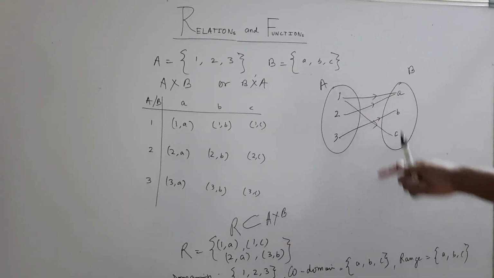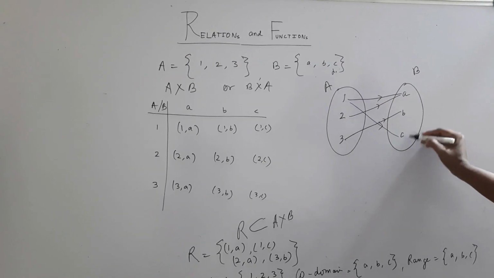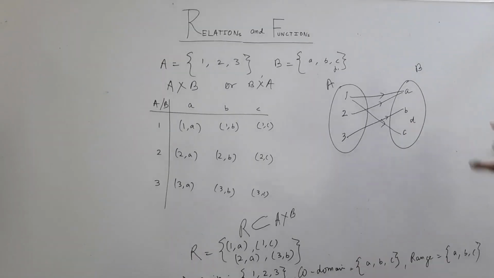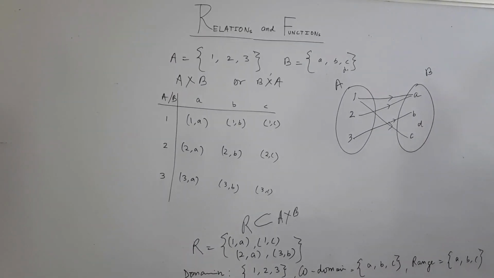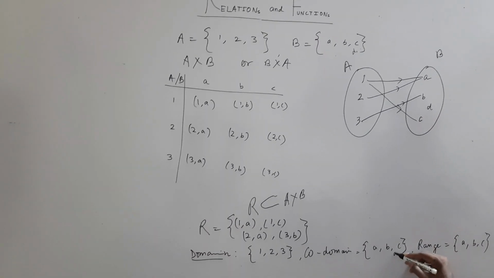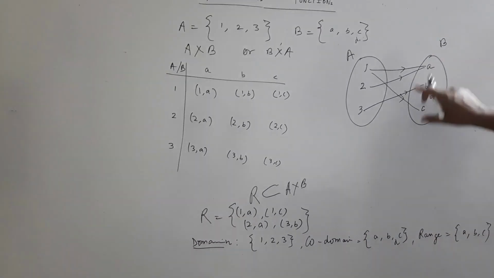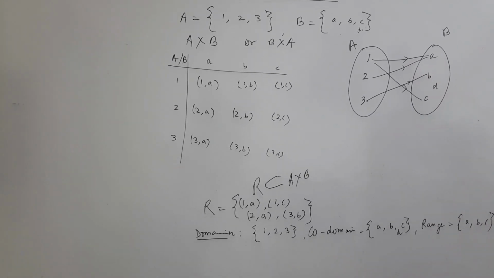Suppose there is one more element D here, but this is not connected to this mapping. D is just an isolated one. Then your codomain will become A, B, C, D. But the range is only those connected points, that is just A, B, C. This is the idea of the function.